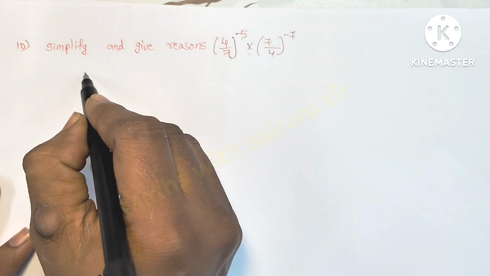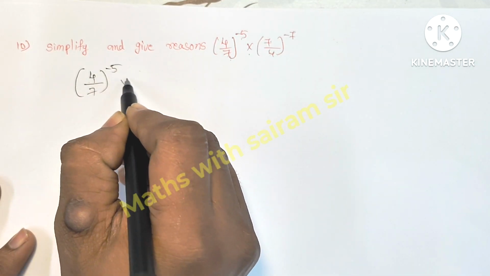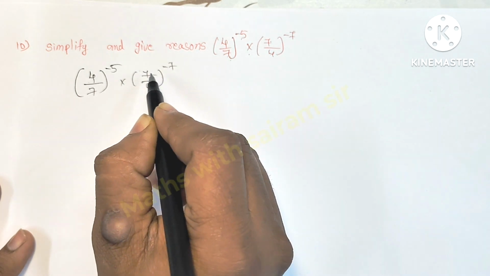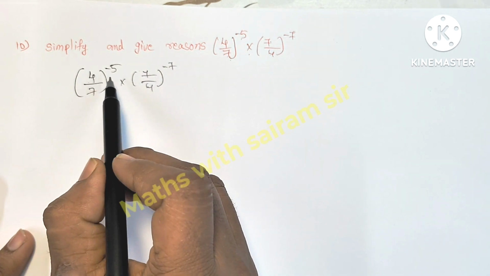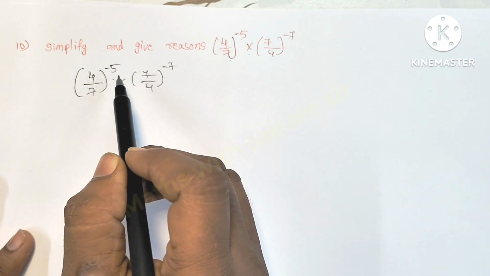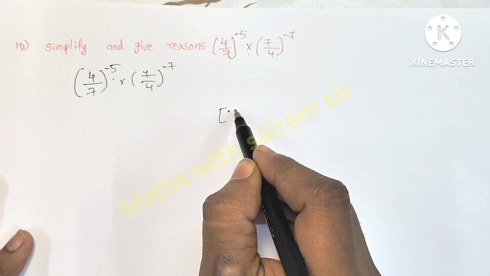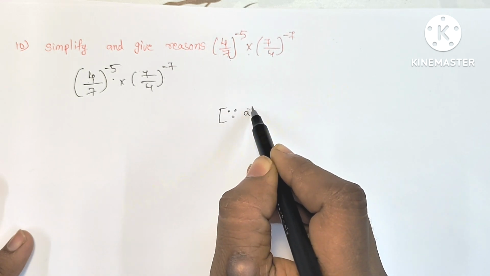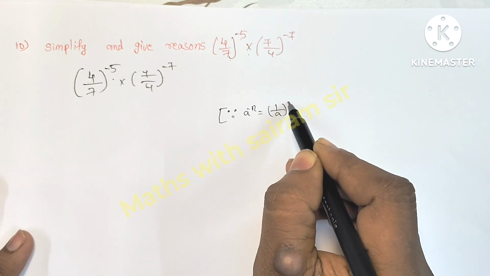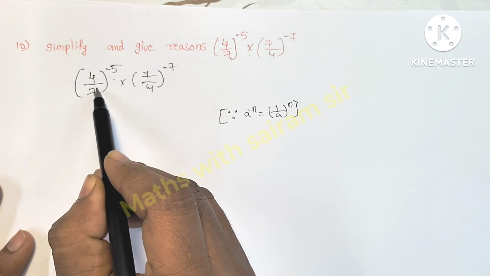Firstly, let us write what we have been given: (4/7) to the power of minus 5 into (7/4) to the power of minus 7. If you observe this question carefully, we can notice that the powers of these two bases are negative. So firstly we need to make these powers positive by using this formula: a to the power of minus n can be written as 1 by a to the power of positive n, and here our base is a fraction.